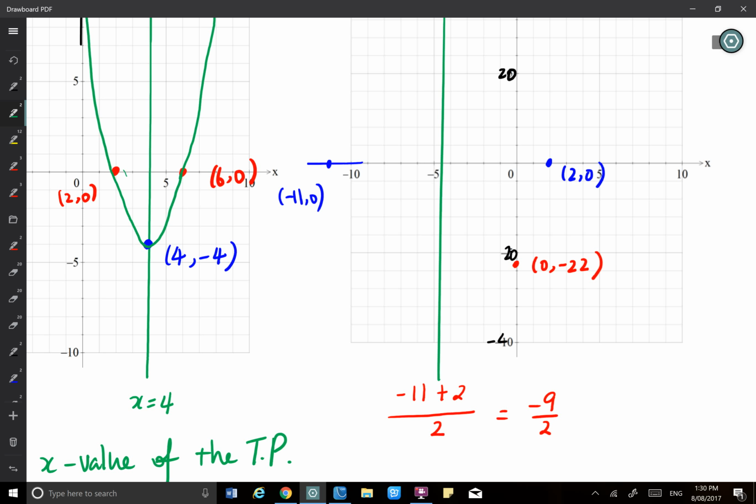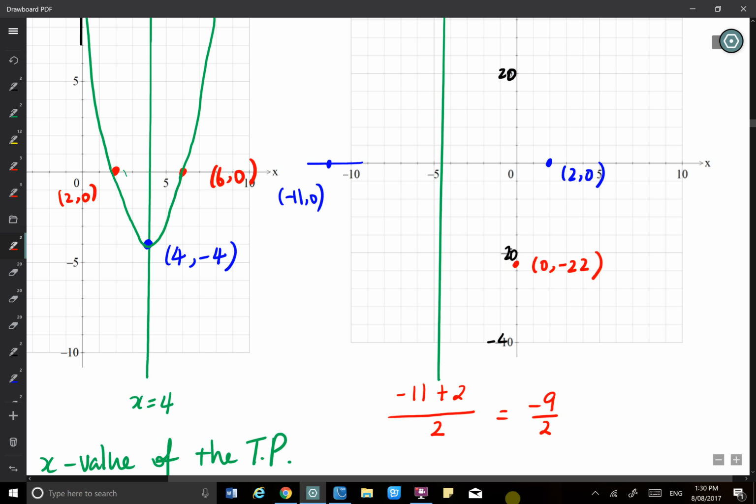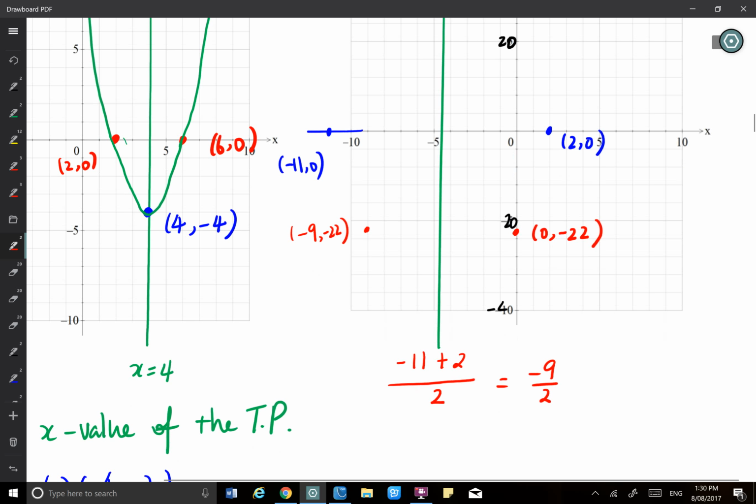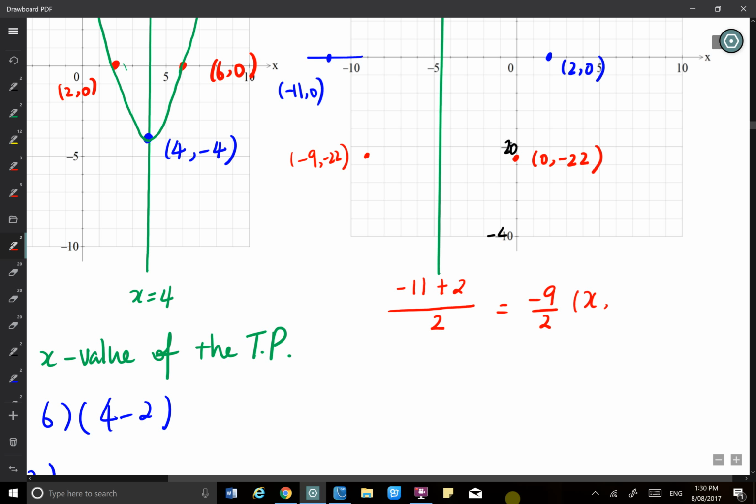And then we have, well, if we have a point at 0, negative 22, I must have one at negative 9 on that side. So negative 9, negative 22 as well, because it's symmetrical about the line negative 9 over 2. So 4.5 units and then another 4.5 units, which is 9 units. Okay, that's the x value of the turning point.